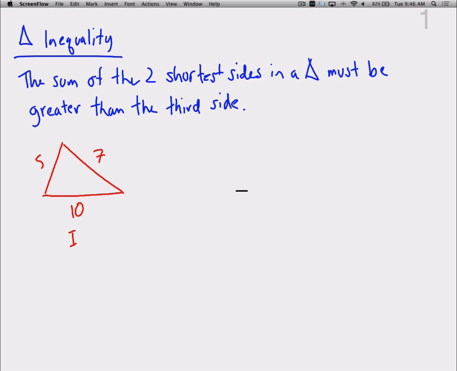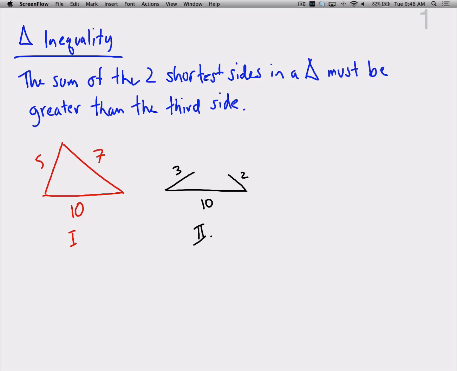Scenario number 2. 10, 2, 3. No triangle. Because 2 plus 3 is 5, which is not greater than 10. You just got those two little guys flapping in the breeze.